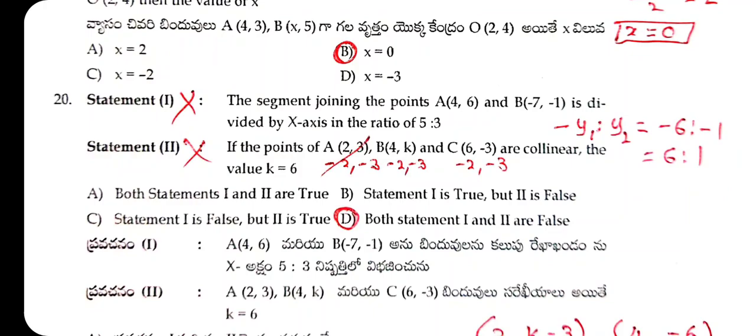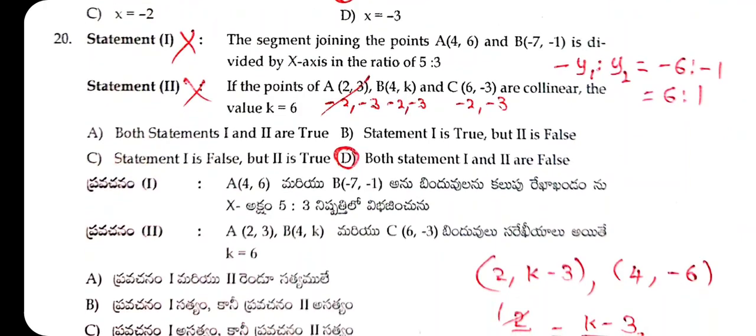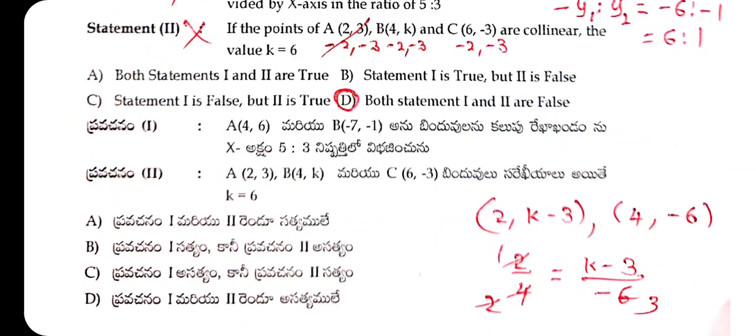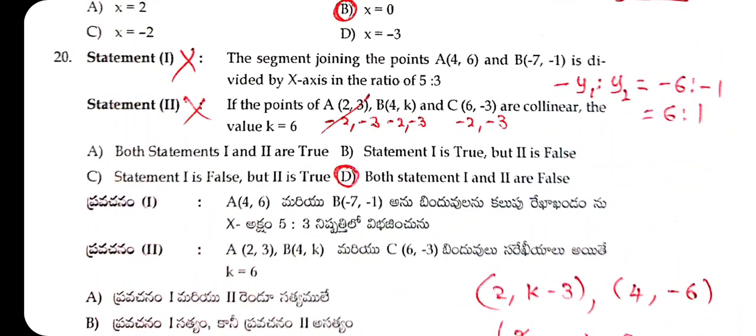And if these 3 are collinear, then k is equal to 6, they are asking. See here, for collinear I have a wonderful shortcut. Take 1 point and subtract that point from these 3 points. I am taking 2 comma 3 and subtracting 2 comma 3 from these 3 points: minus 2 minus 3 for each. So the first point is eliminated. Next 4 minus 2 means 2, k minus 3. Again 6 minus 2 means 4, and minus 3 means minus 6.